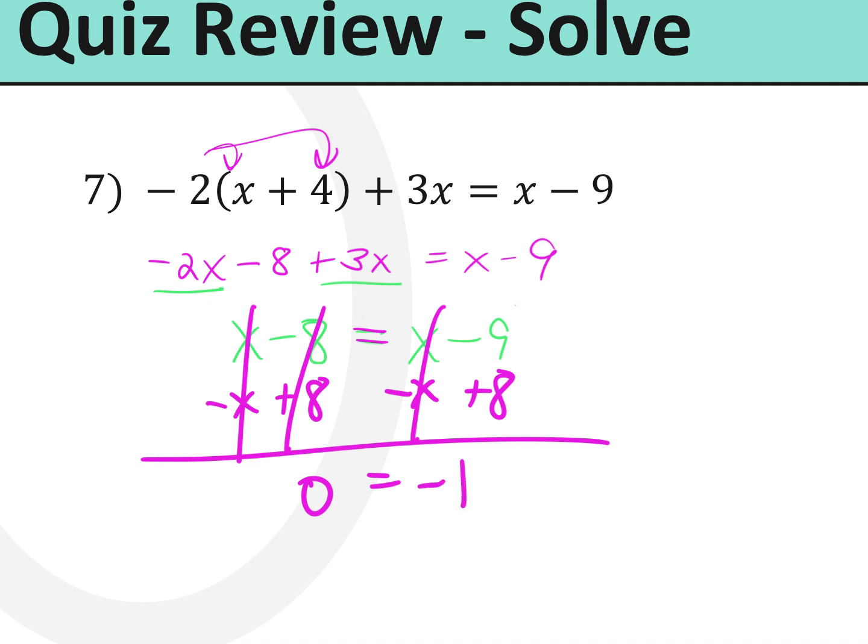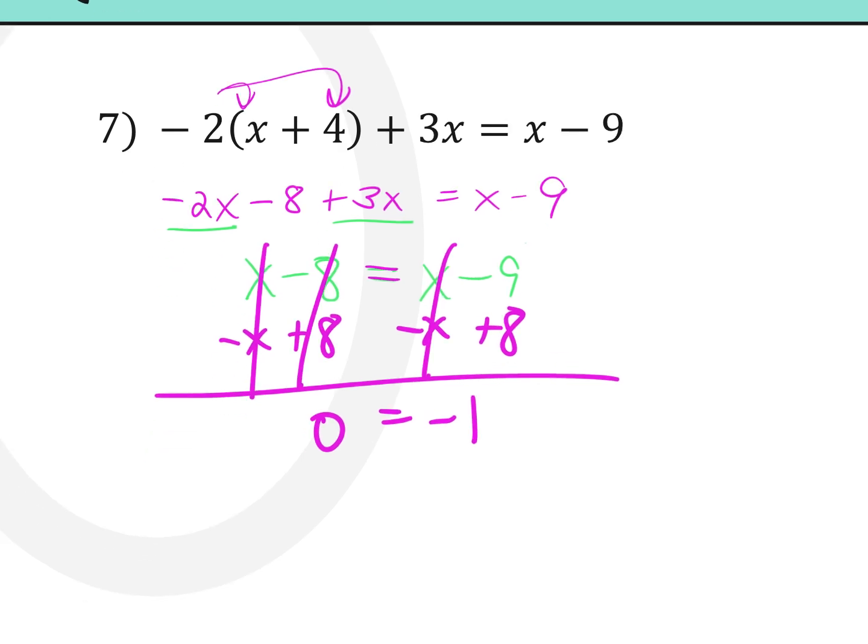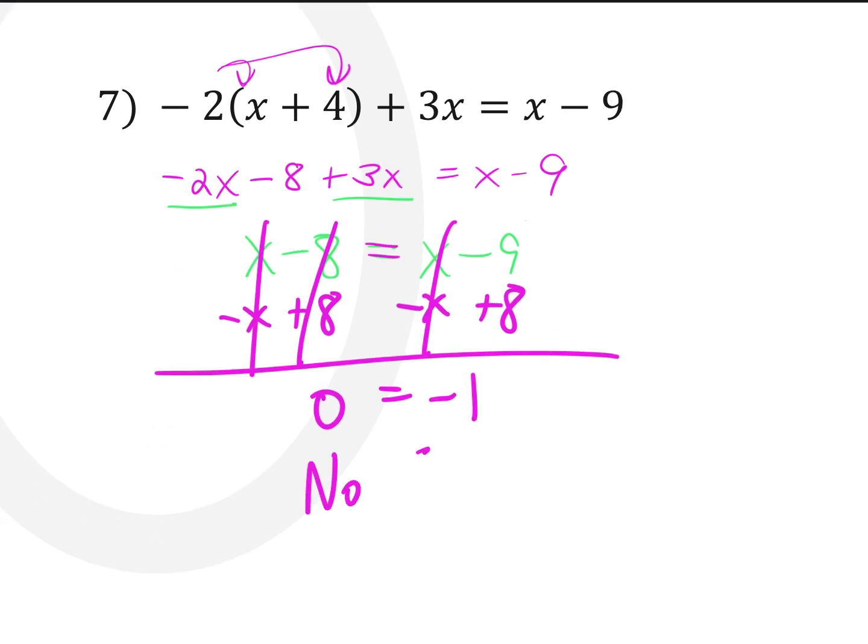What does that tell me? No solution. Is that okay? Yes. Guys, if you get no solution, don't leave your untrue statement. Don't leave 0 equals negative 1 and then expect me to be like, oh yeah, they totally understand that means no solution. If it's no solution, state no solution. If it's all real numbers, state all real numbers.